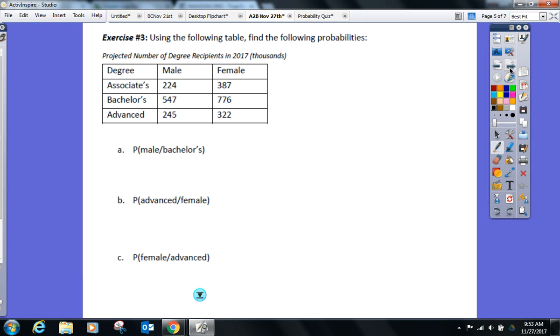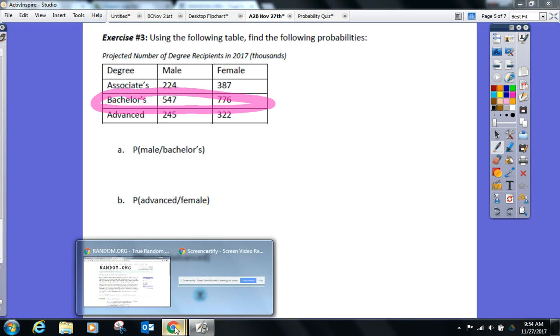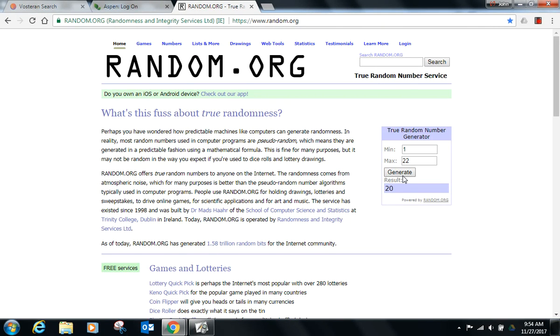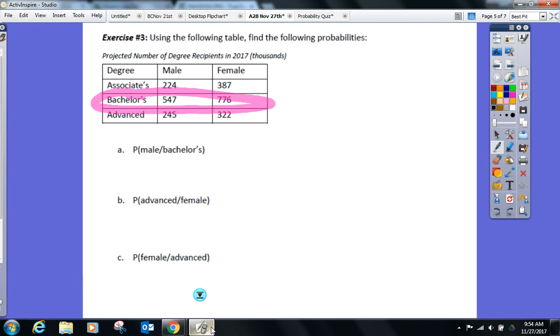Probability, you're male. What's this bar mean again? Given you have, so it's already given you have a bachelor's degree. That's the only one I'm looking at. So out of the ones who have a bachelor's degree, how many are going to be male? Out of everyone who has a bachelor's degree, what's the probability I get a male? How many males have bachelor's degrees?